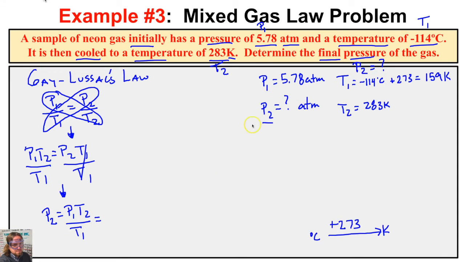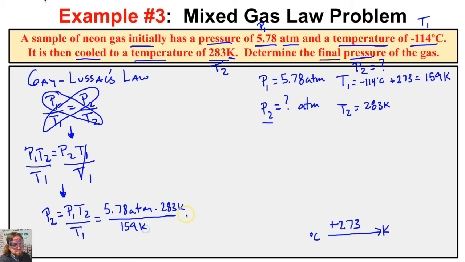And so what is P1 in this problem? It looks like it's 5.78 atmospheres. What is T2 in this problem? 283 K. And what is T1 going to be in this problem? 159 K.